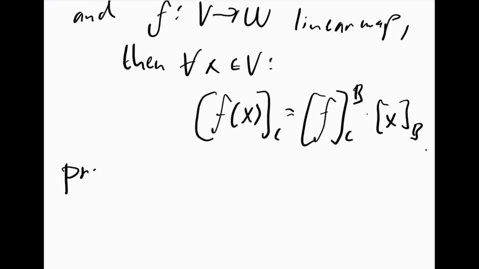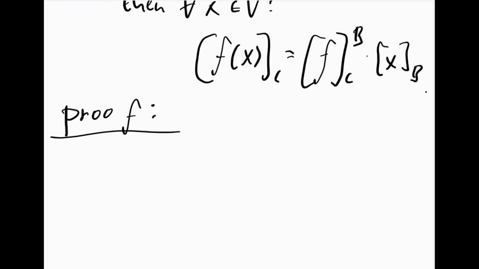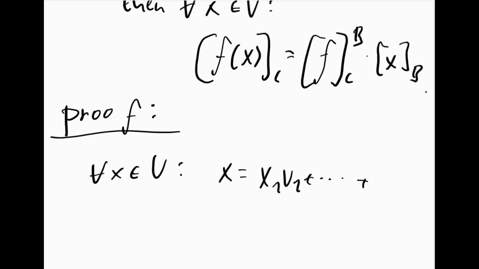So what is the proof of this? Let's go over it. Well, for any x in V, we have x is equal to x1 v1 plus until xn vn, as a linear combination of these.